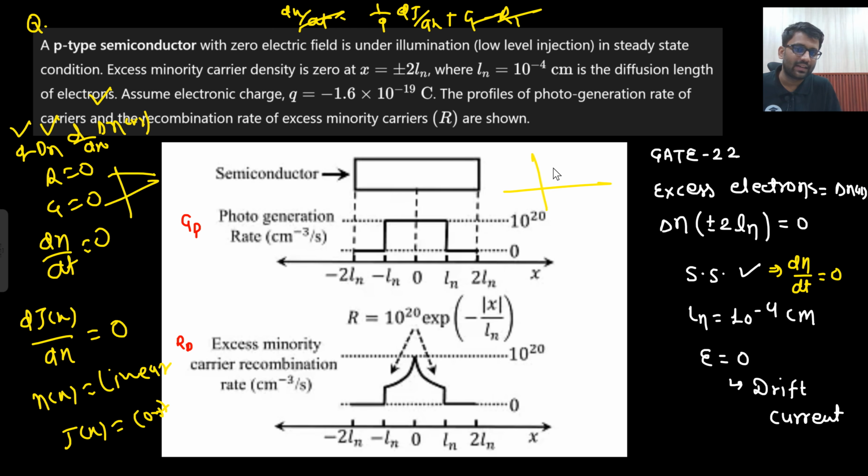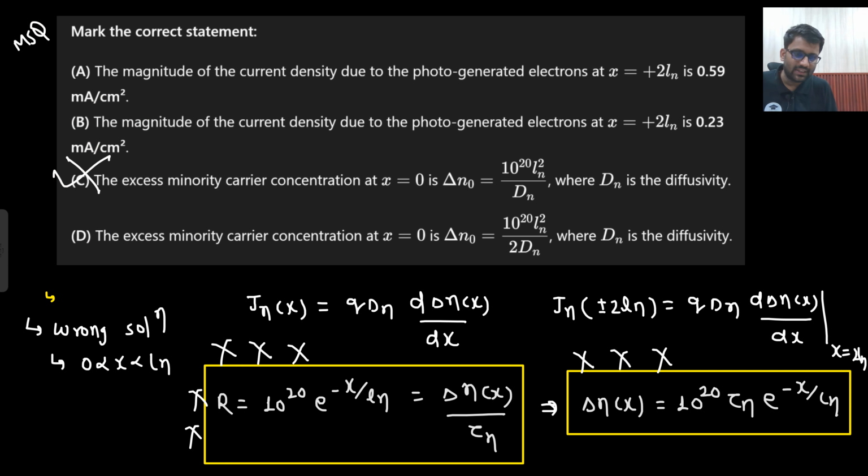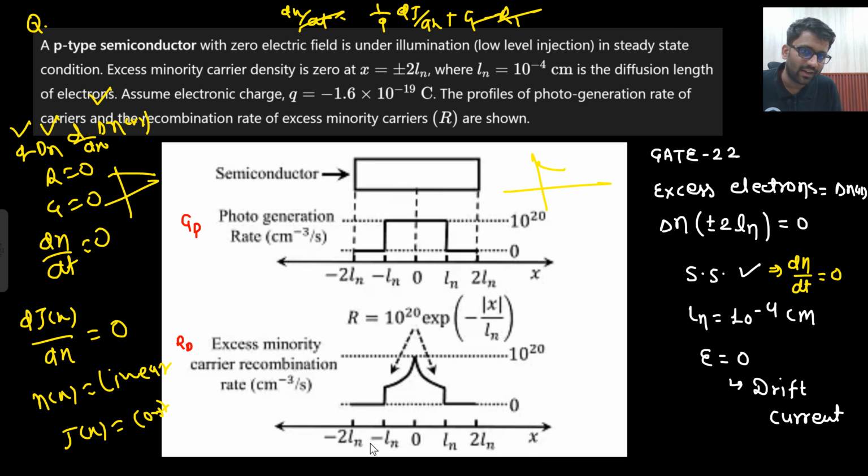So what I could have done is that, sir, this graph is exponential, and after that the decay would be linear. So if I just find the value of carrier concentration at ln, then my job will be done, because I know that at 2ln the concentration actually becomes 0. If I find the value of concentration at ln, then after that my job will be done.